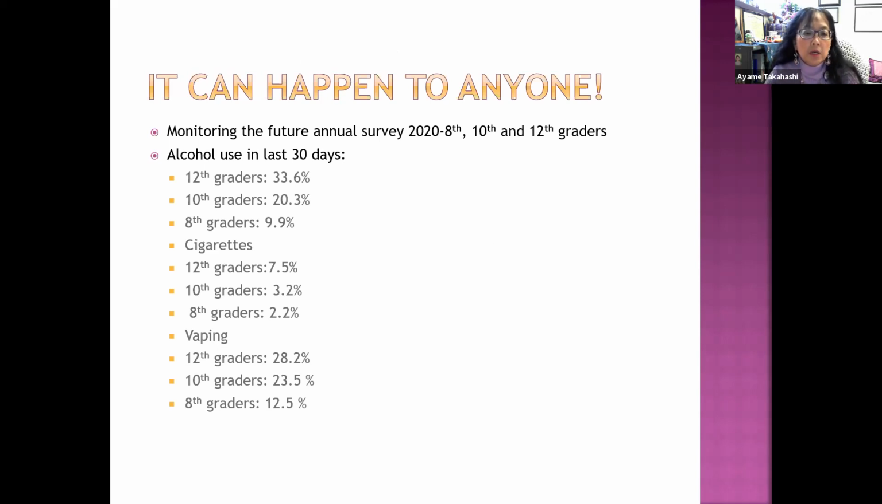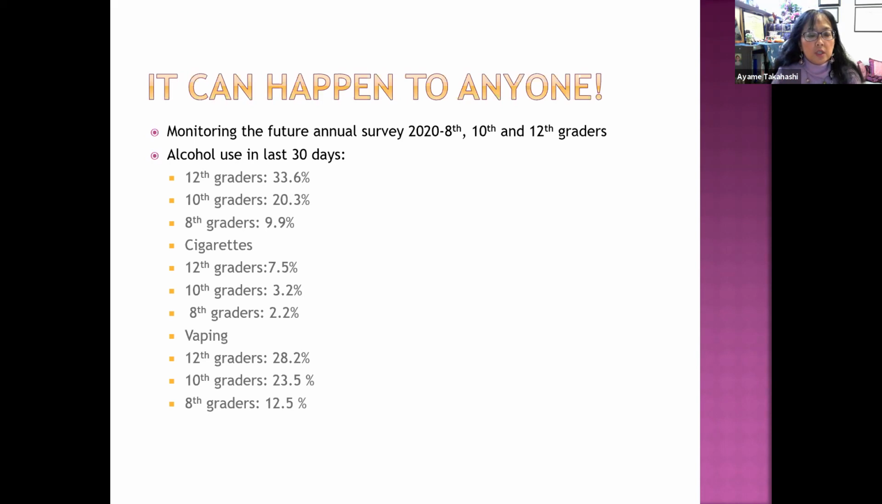The Monitoring the Future survey is a survey that has been done every year of 8th graders, 10th graders, and 12th graders throughout the nation. I believe it is done through the University of Michigan, but they publish the results on drugabuse.gov on a yearly basis, and they have all sorts of statistics. For this first slide, I've just used the statistics of use in the last 30 days. In the subsequent slides, it's use within the past year. So I wanted to make that distinction.